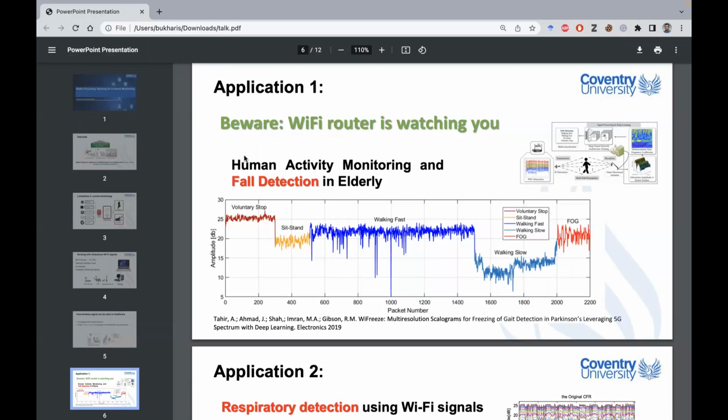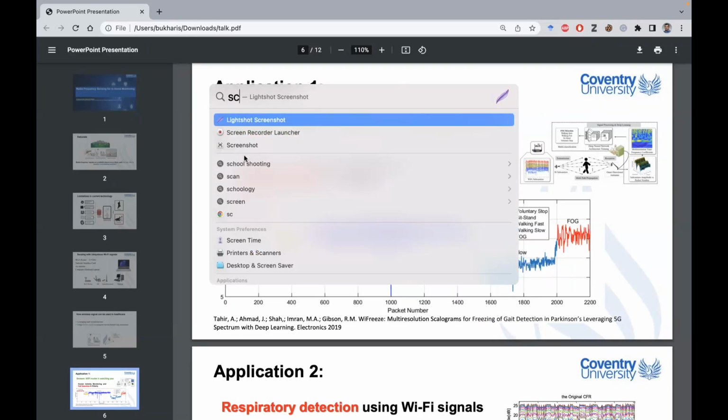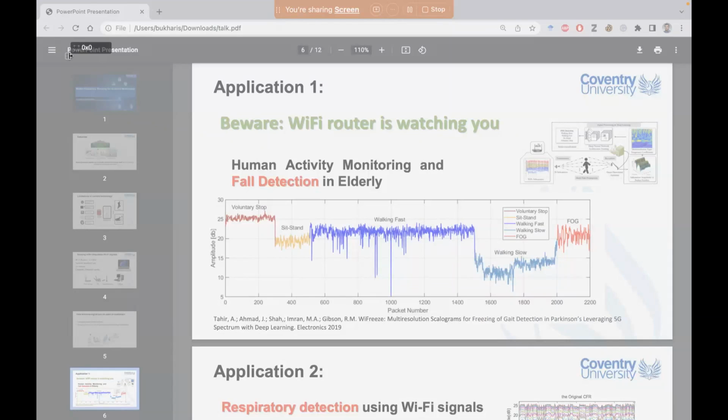In this experiment, because we didn't perform these experiments on actual Parkinson's patients, we asked the volunteers to mimic these activities. These were performed in a well-controlled environment. All of the examples I'm going to give you are experiments performed in a very well controlled environment. This is the first application, large scale body movement, like I said, sitting down, standing, a fall, moving back and forth, freezing of gait. This is the example with the Wi-Fi router.